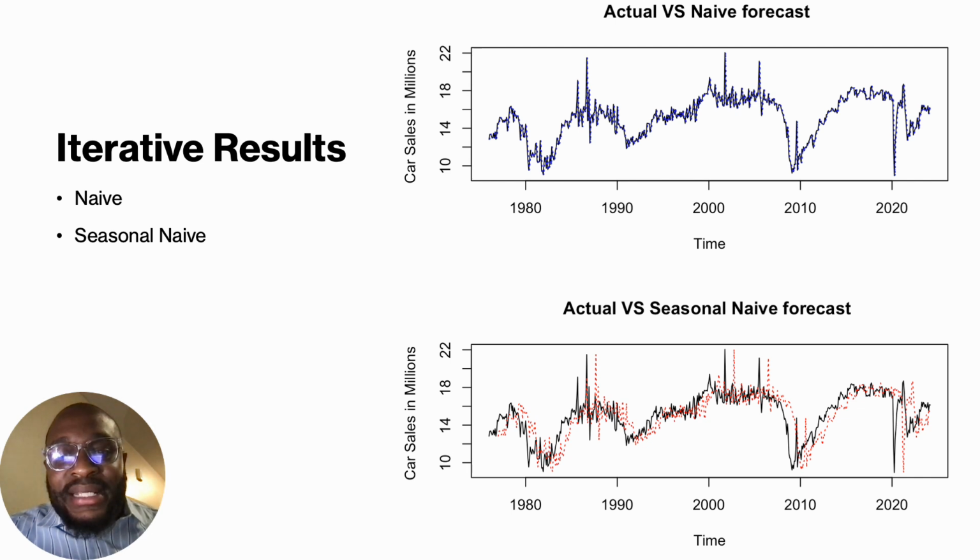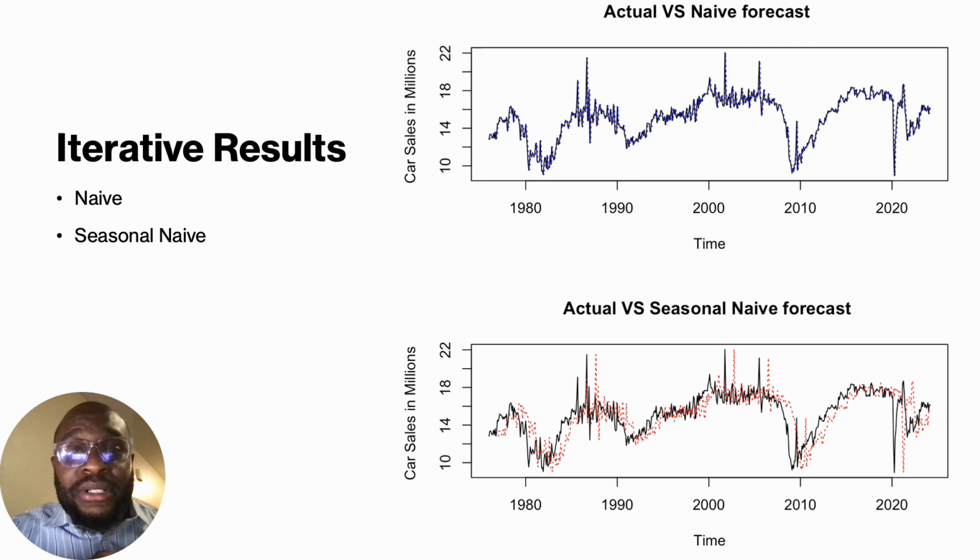Now we get to the interesting part where we see how well our different techniques fared when it came to fitting our training data. Not only did we look at these techniques, we looked at variations of these techniques, what you would call tuning these models to see if they would perform better with regards to goodness of fit or prediction. So we start off with the naive and the seasonal naive.